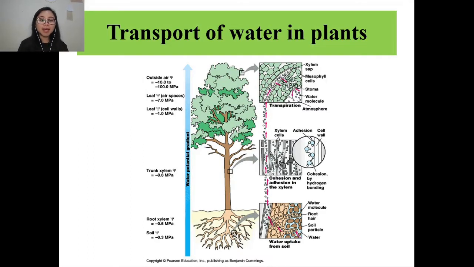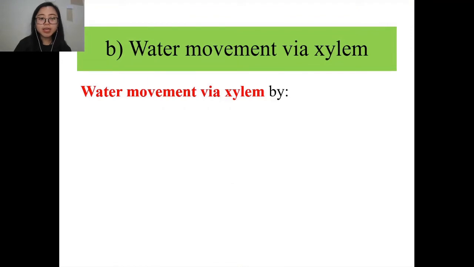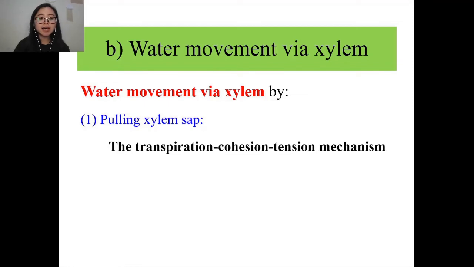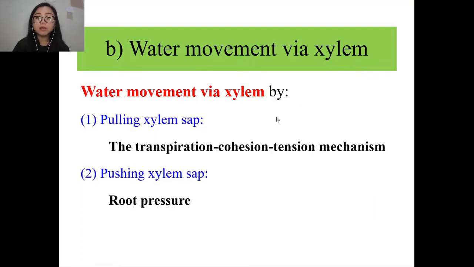Now we are moving on to the next topic. Now the water is already in the xylem. Now we want to see how the water in the xylem moves to the rest of the plant. We can explain the water movement in the xylem with two theories. First, water moves via the xylem by pulling the xylem sap. Sap adalah getah, you know, the stuff that is in the plant if you try to cut it. By pulling the xylem sap using a mechanism called the transpiration cohesion tension mechanism. The second explanation is by pushing the xylem sap using root pressure.